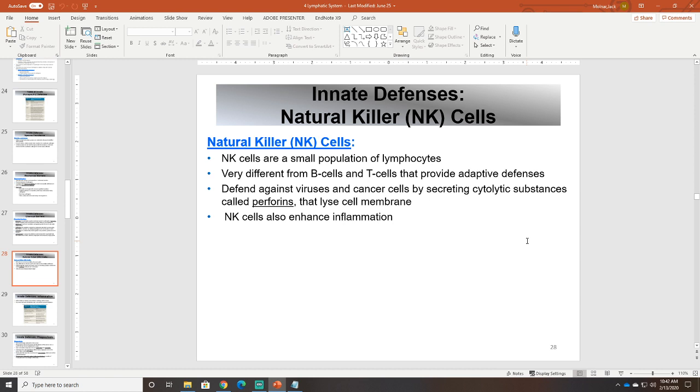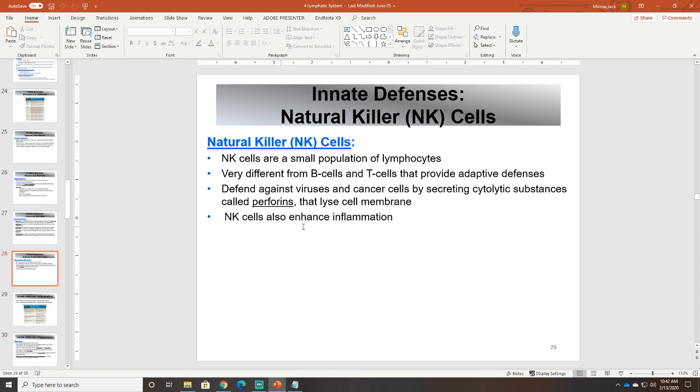All right. We also have natural killer cells. There are small populations of lymphocytes that are different from B and T cells. They defend against viruses and cancer cells by secreting cytolytic substances. Cyto means cell, lytic means splitting. And so these substances split other cells. They're called perforins, the cytolytic substances. Perfor, short for perforate, right? So just remember punching holes in cell membranes again.